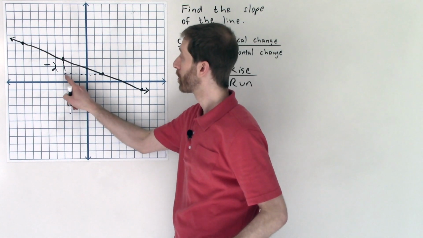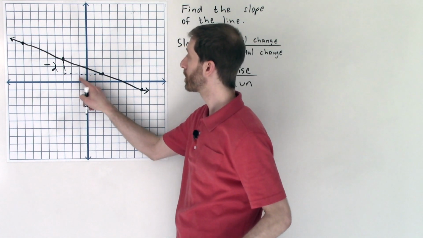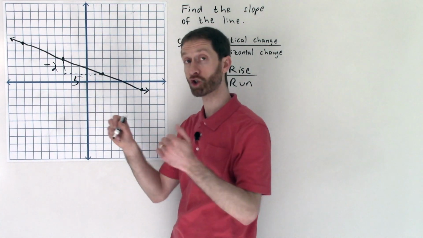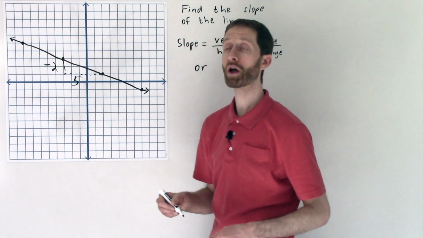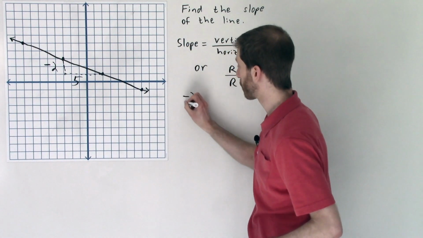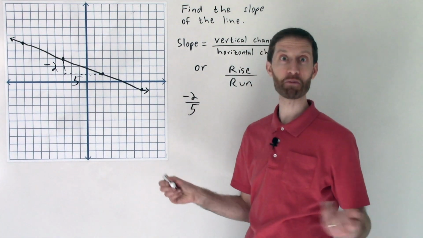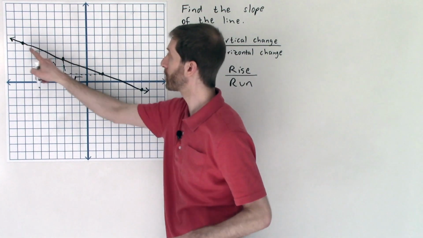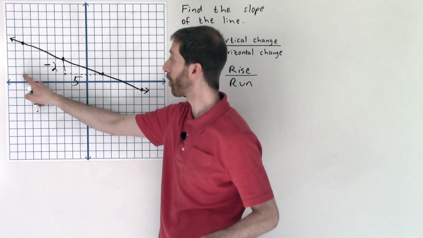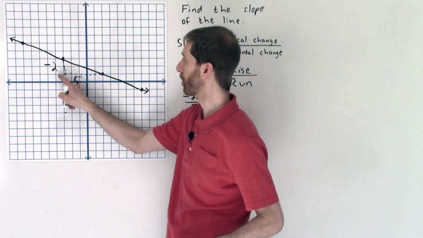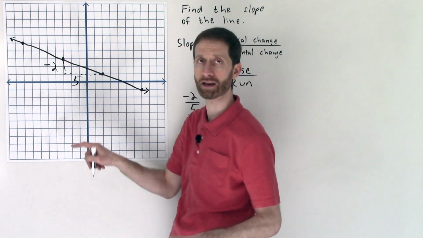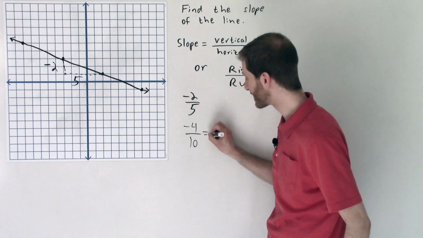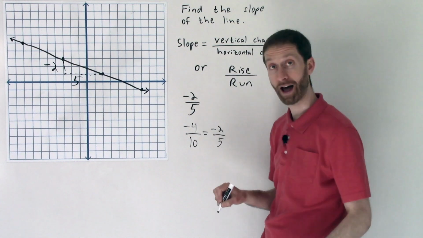From this point on, we go over 1, 2, 3, 4, 5. So that is a change of positive 5. I've gone to the right 5. Rise over run would be down 2 for every 5 we go over. And that's our slope. That's it. You could have picked other points. We could have gone from this point to that one. We would have gone down 1, 2, 3, 4, and over 1, 2, 3, 4, 5, 6, 7, 8, 9, 10. Down 4 over 10 is the same fraction as down 2 over 5.